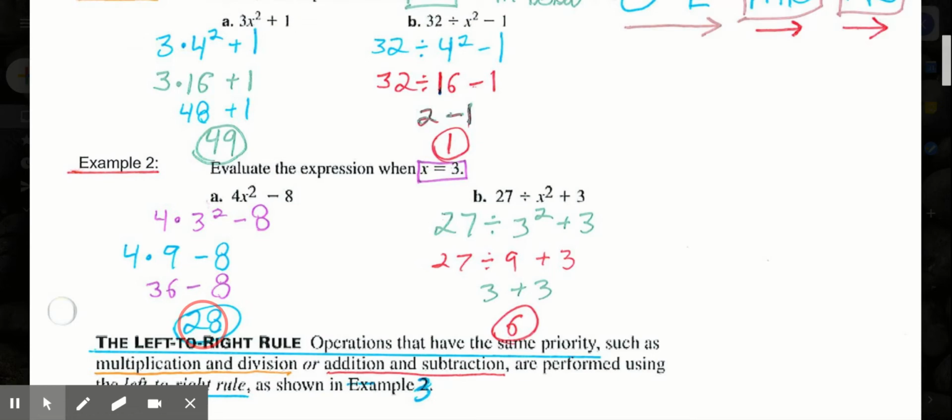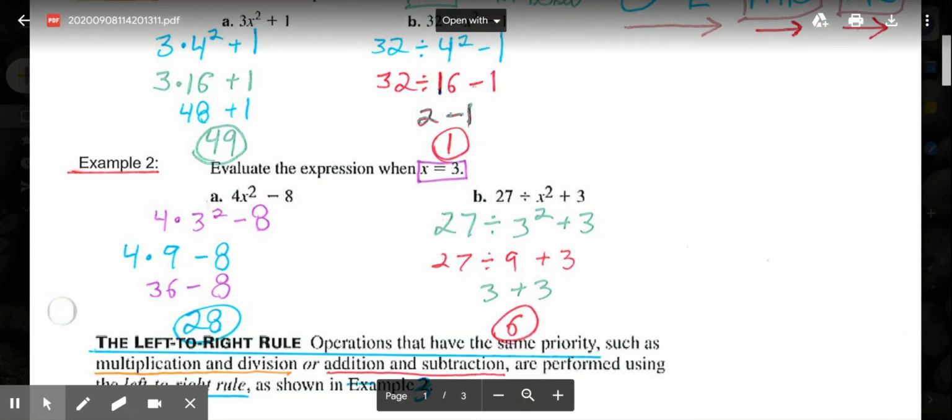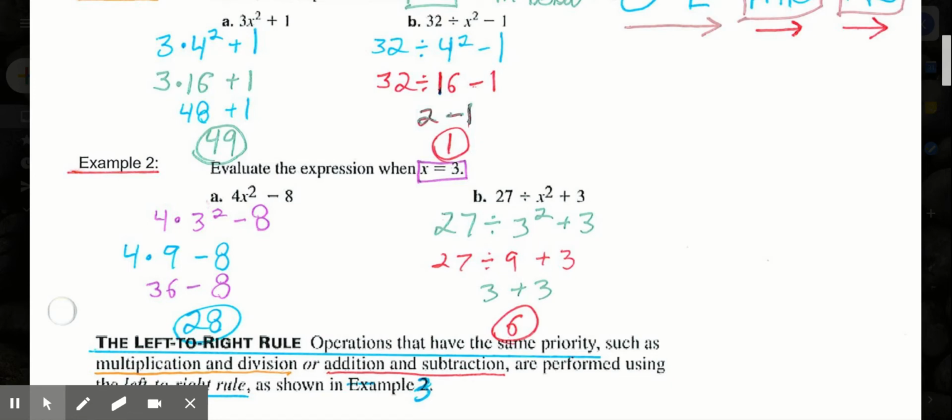And then in B, we have 27 divided by x squared plus 3. So in this case, no grouping symbols, so we start with the exponent. So 27 divided by 3 squared plus 3. 3 squared is 9. So then I bring down what I didn't use, and I have 27 divided by 9 plus 3. Now I need to take care of division before addition. So 27 divided by 9 is 3. I bring down the plus 3, so 3 plus 3 gives us a final answer of 6.